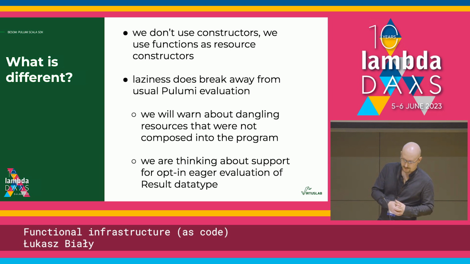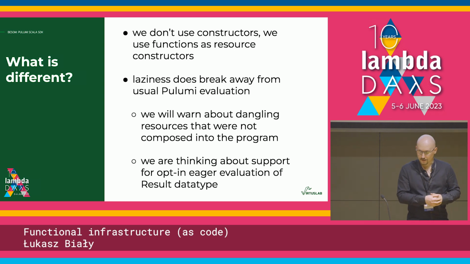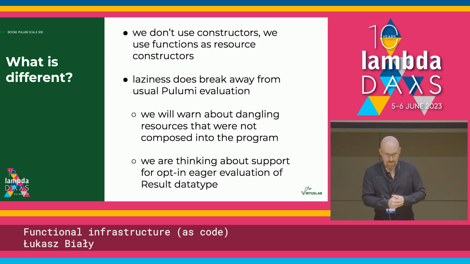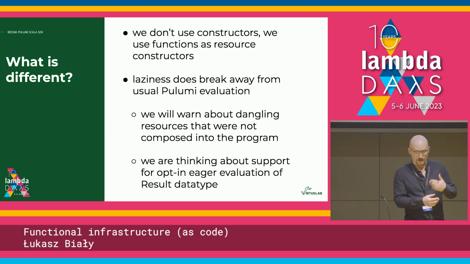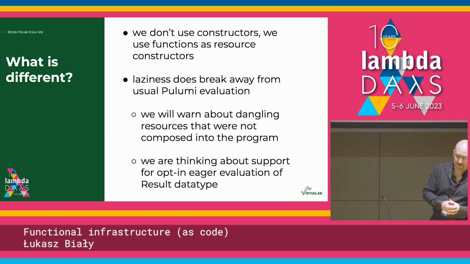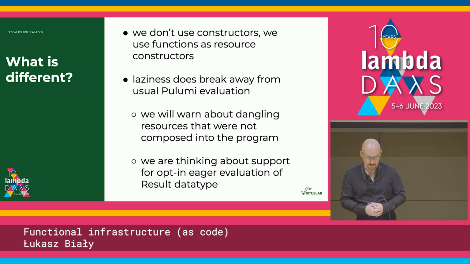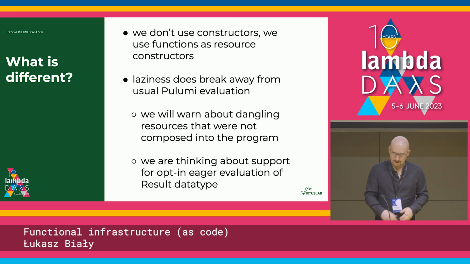There is also a conversation that maybe we could do something about eager evaluation of the result data type. So maybe we could do an opt-in impurity on top of that. If we had that, we would get basically the same semantics as all the other SDKs have. So you would just describe things, and you don't even have to compose them, they just run. They are just evaluating on their own, and all the callbacks will be executed. You don't have to compose them. So those are things that are different.